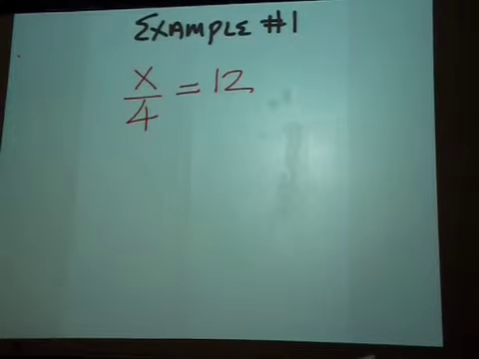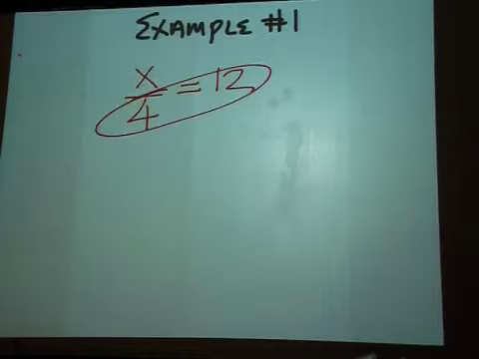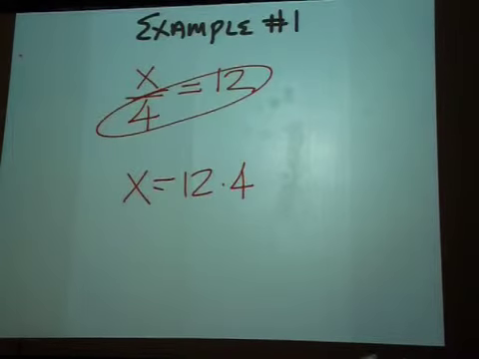X divided by 4 equals 12. In this case, when you see the x on top, simply cross multiply here to get 12 times 4, and that would give us an answer of 48.